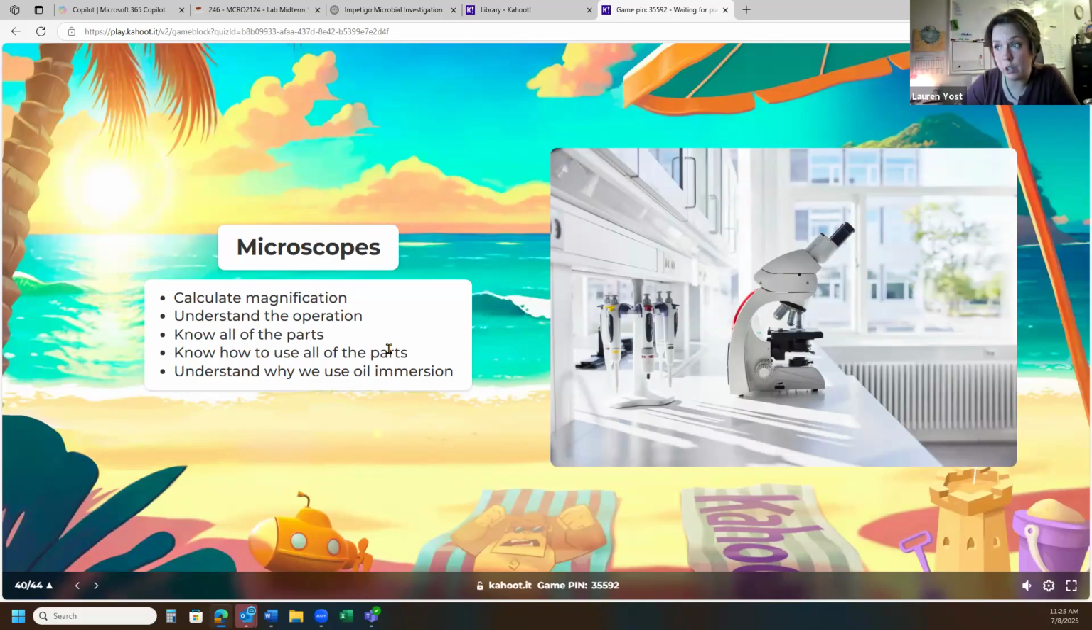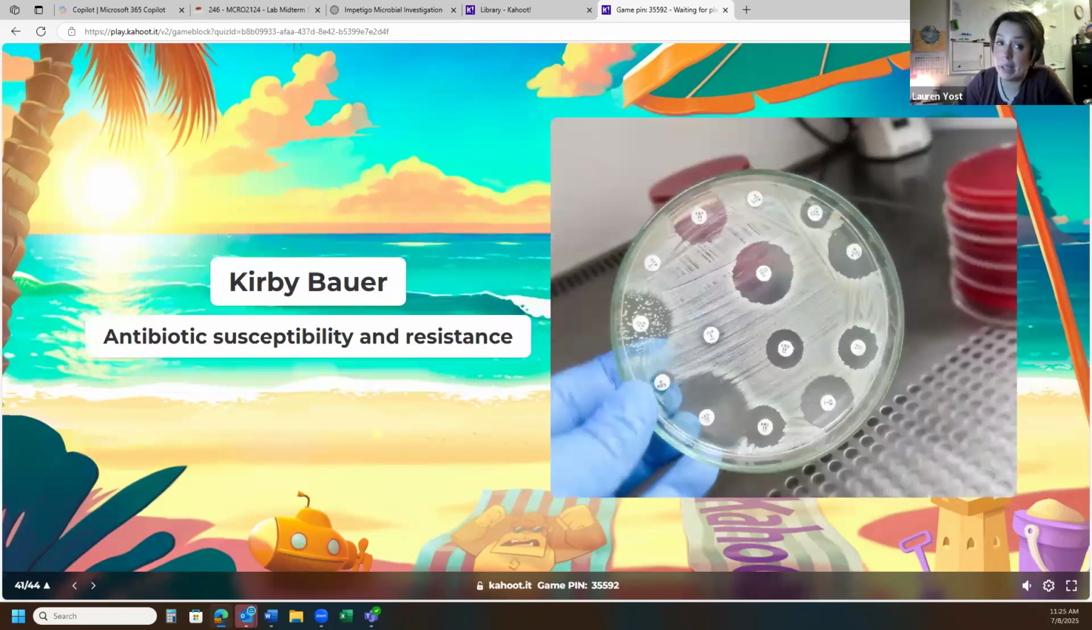So know your parts, know what each of the parts does and how to use them, and understand why we use immersion oil. Remember that the light comes up through the glass, and when it hits the air, that's a drastically different density of substance. The oil has a more similar density to the glass, and so that prevents light refraction or light scattering. That's the whole point of the oil immersion, not to lubricate the lens.